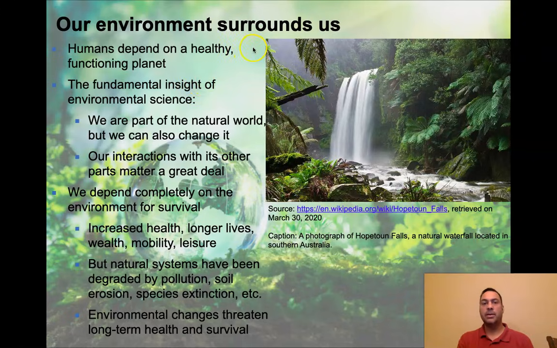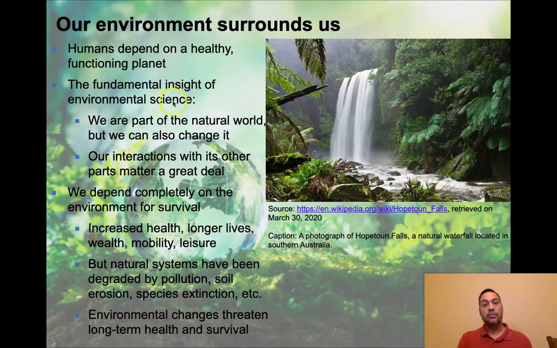Now, the environment not only surrounds us, but it's important to us because humans depend upon a healthy, functioning planet. Without a healthy, functioning planet, we don't get what we call ecosystem services. We'll be talking about this a little bit later on. Ecosystem services that keep us alive and sustain us. Human beings are not capable of producing their own food. They have to derive their food from other sources, right? We can't go out and photosynthesize, for example, to produce food. We have to get it from the ecosystem.